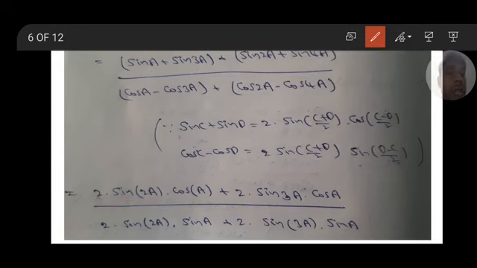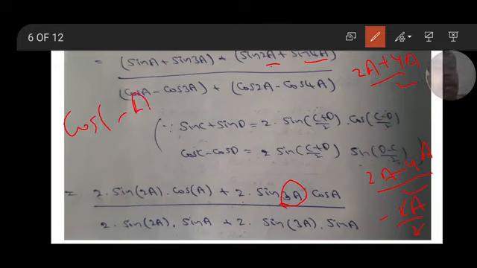Next, 2a and 4a: c equals 2a and d equals 4a. 2 into sin of (2a plus 4a) by 2, which is 6a by 2, which is 3a. Next, cos of (c minus d) by 2, that is (2a minus 4a) by 2, that is minus 2a by 2, so cos of minus a, which means cos a. It is positive, therefore we get cos a. I am substituting it here.